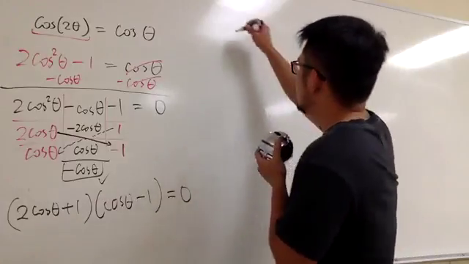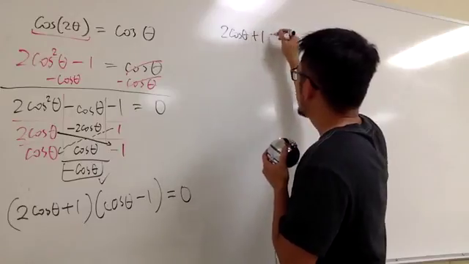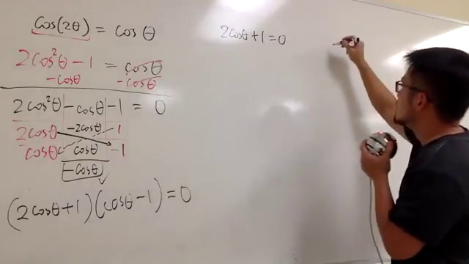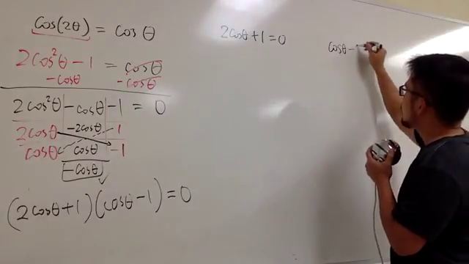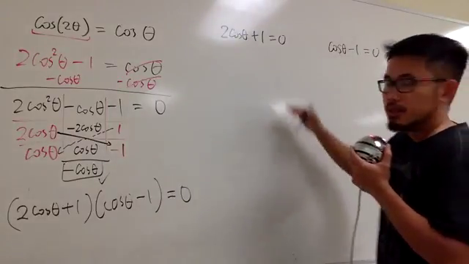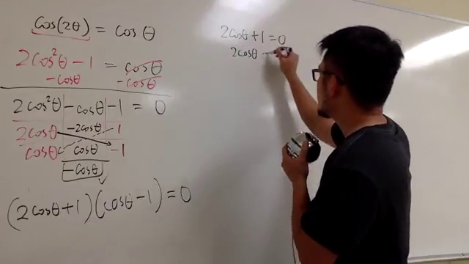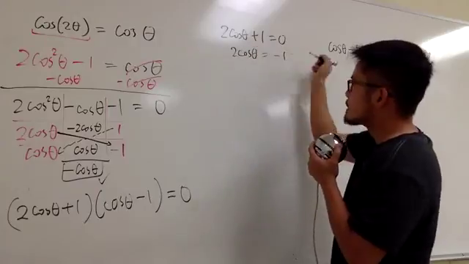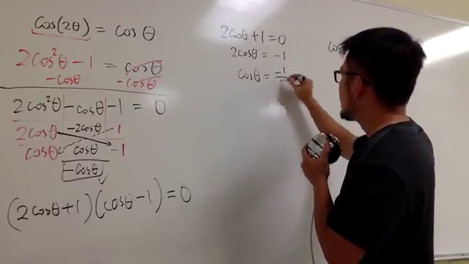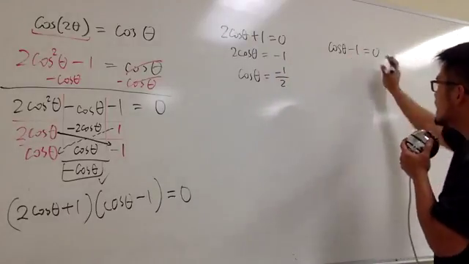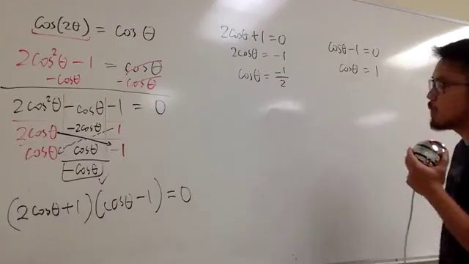So let's do that first. Let me write it down here. We have to look at 2 cosine theta plus 1 to be 0. And then the other one. Let me just leave some space. Cosine theta minus 1, this is 0. Okay, let's do this real quick. This is 2 cosine theta. Subtract 1 on both sides, so we have minus 1 like this. Divide both sides by 2. We are talking about cosine theta is equal to negative 1 over 2, right? On the other hand, add 1 on both sides, we have cosine theta is equal to positive 1.